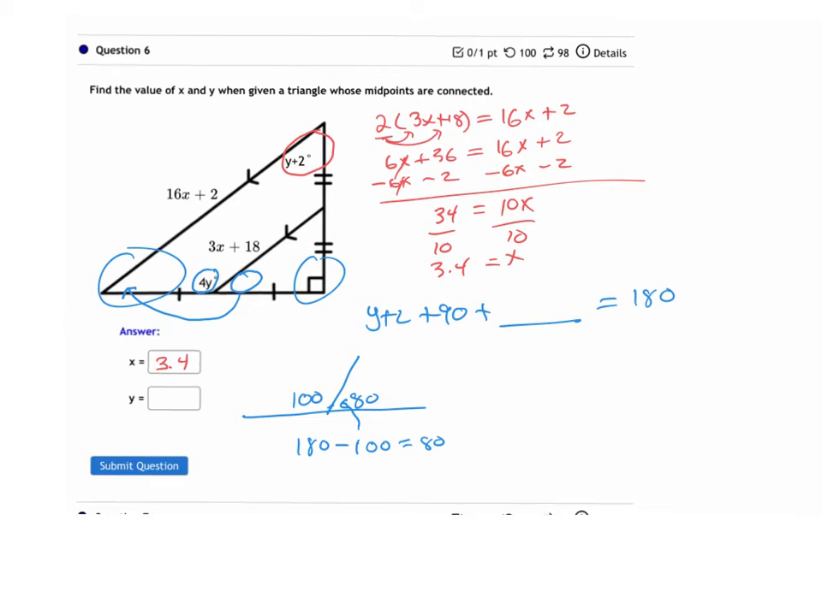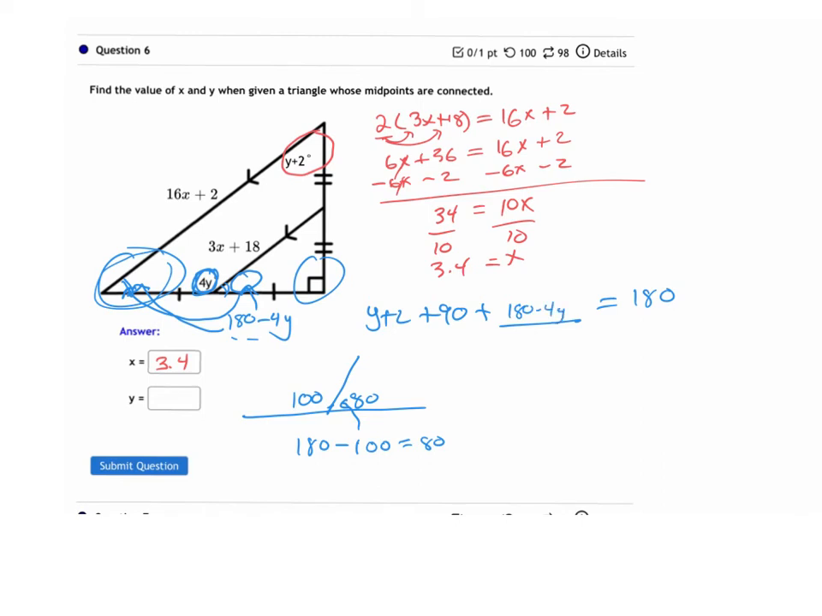So I'm going to do the same thing here. If this is 4y right here, I'm going to take 180 minus 4y, and that's going to be the measure of that angle. Well, that's also the measure of that angle because those are corresponding angles. So the measure of this angle here is just 180 minus 4y.